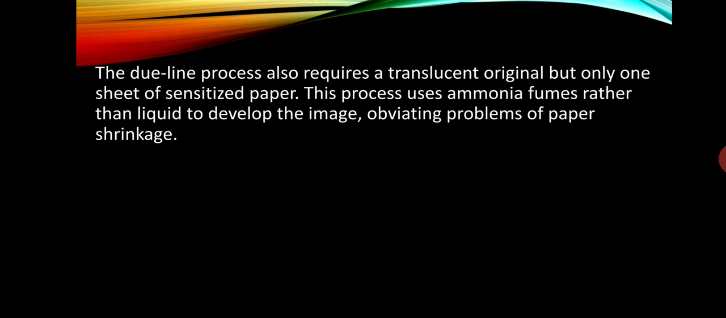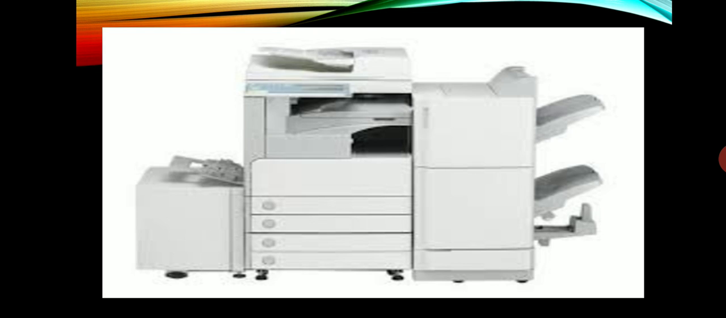The diazo line process also required a translucent original but only one sheet of sensitized paper. This process uses ammonia fumes rather than liquid to develop the image, obviously with problems of paper shrinkage. So it's all about the photocopying machine. So here is one image of our photocopying machine.